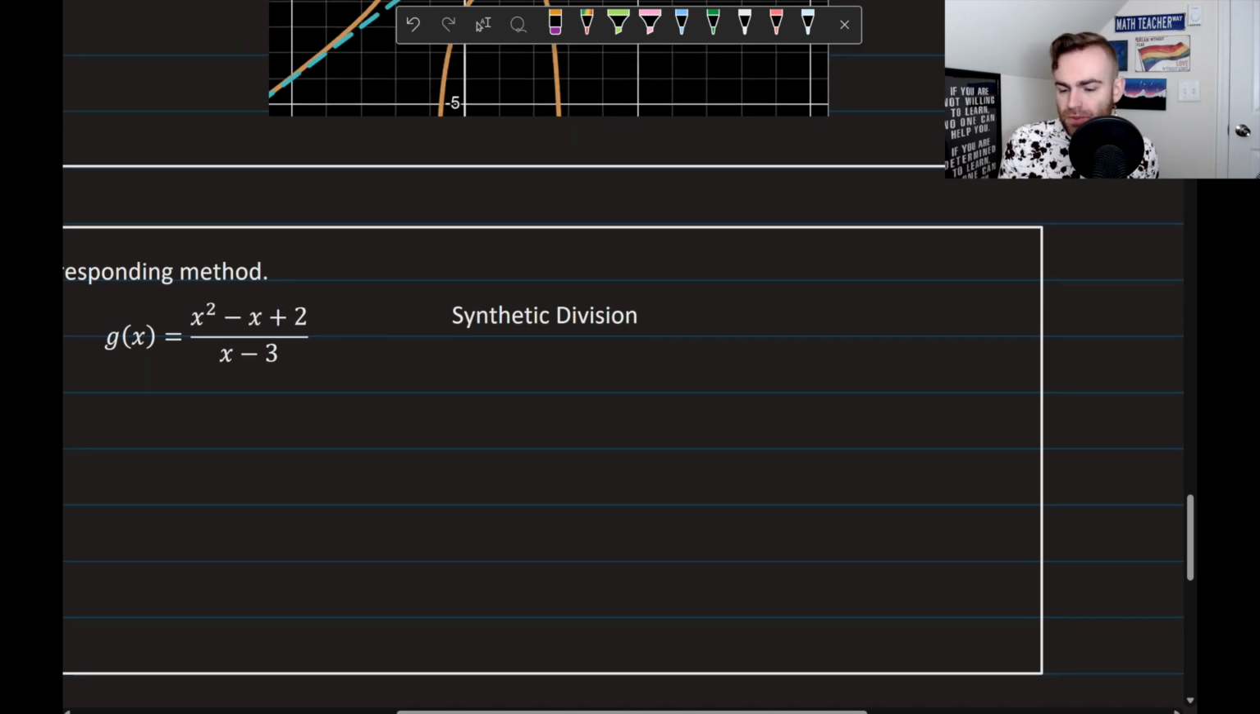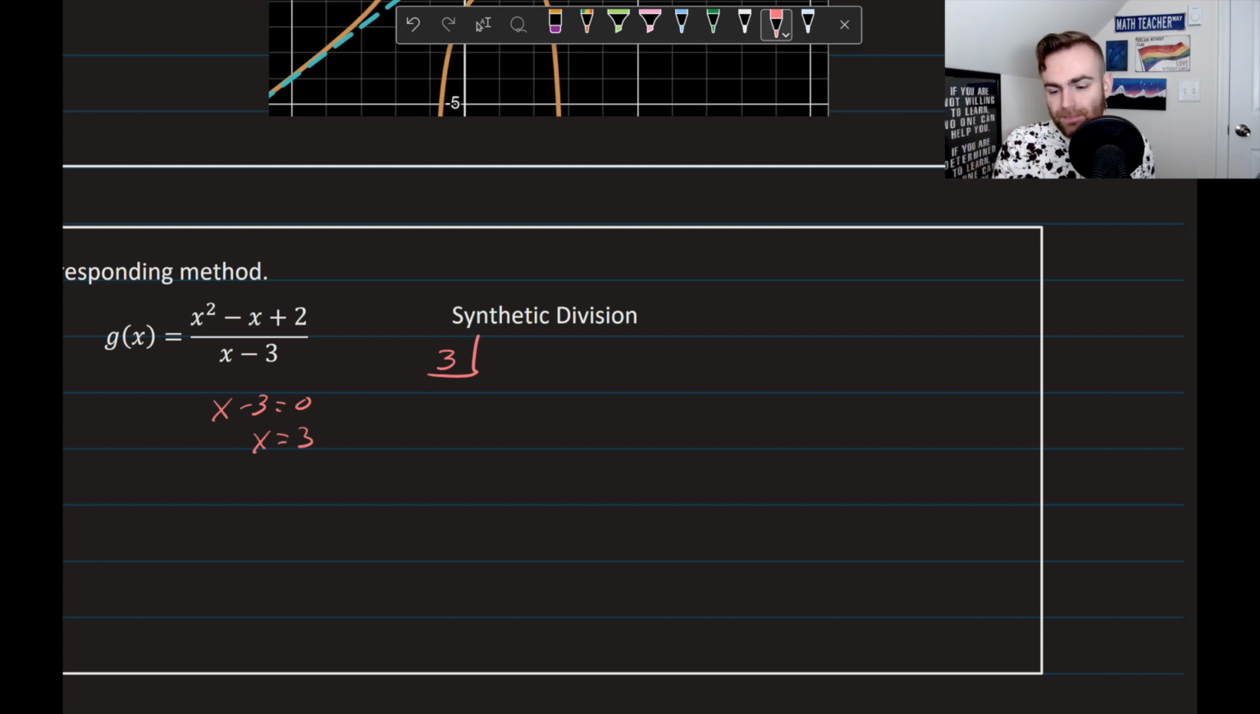So the first thing that we're going to do is take the denominator and set it equal to 0. So x minus 3 is equal to 0. We solve, we get x equals 3. And we're going to take that 3 and throw it in a box. Then I'm going to write the coefficients of each of the terms in the numerator. We have 1, negative 1, 2. And then I'm going to draw a line.